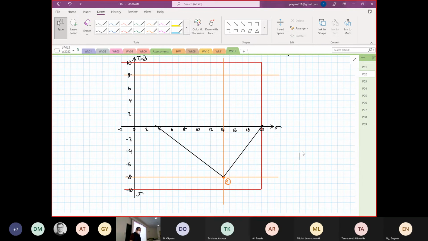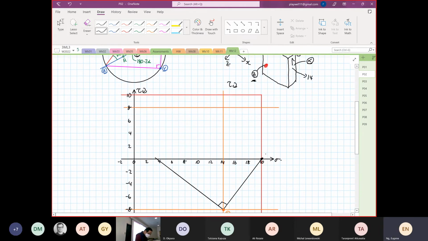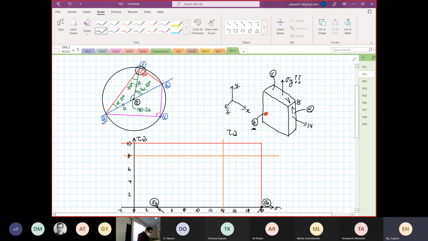Okay. So what I'm doing down here, you can see that this is 90 degrees, right? So this 90 degrees, if we go back to the rules of the circle, is this 90 degrees over here. Can you all see that? It's the same 90 degrees. Okay. So over here, this is our stress A. And over here, this is our stress B. If we look at the rules of the circle, I just label this A and this B.